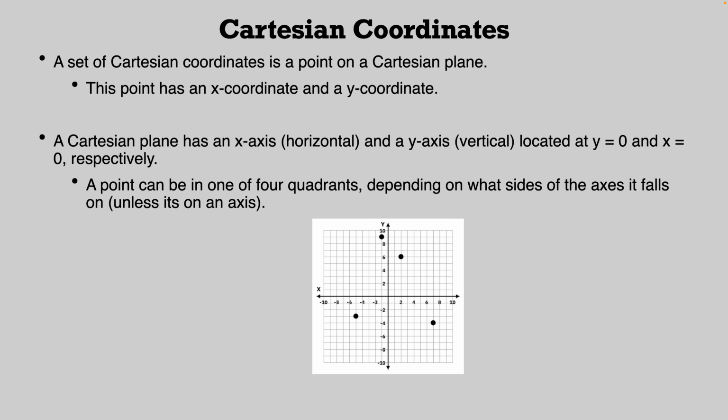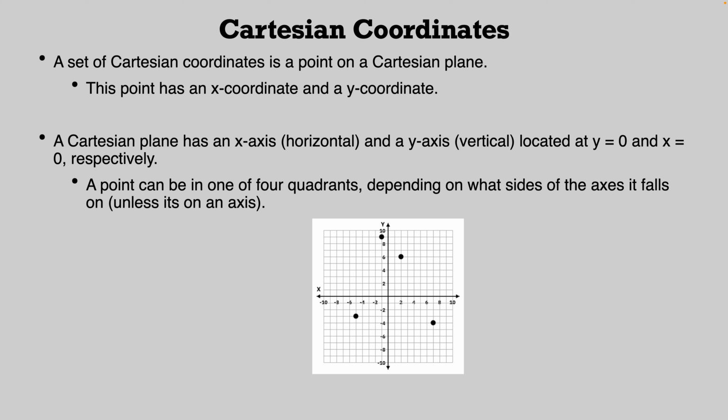So first are our Cartesian coordinates, and a set of Cartesian coordinates is a point on our Cartesian plane. And this point will have an x-coordinate and a y-coordinate. This is probably what you're most familiar with, if you've taken some math classes in at least high school probably. But this is more of a review, I guess. So yeah, the Cartesian plane has an x-axis, which is the horizontal axis, and a y-axis, which is the vertical axis, and these are located at y equals 0 and x equals 0, respectively.